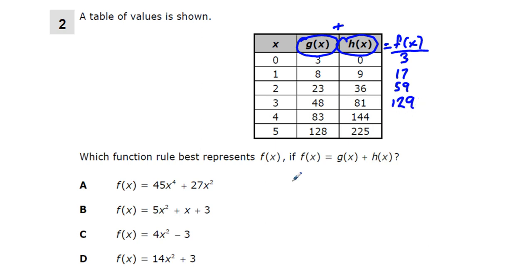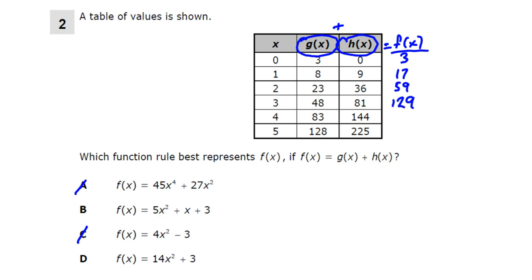What you can do is look at these and see which ones could be correct. Already we have a y-intercept: when x is 0, our output is going to be 3. So we already know that we cannot have C, nor can we have A. So we can just try these one at a time. 5x squared plus x plus 3.